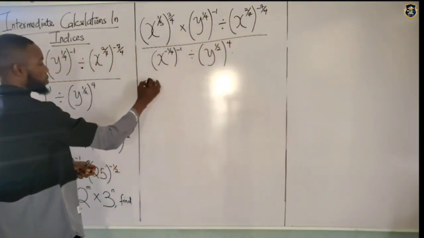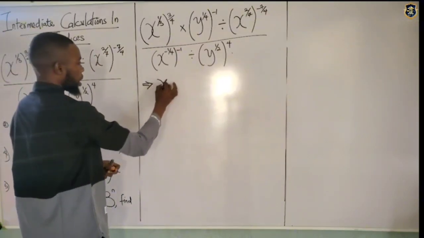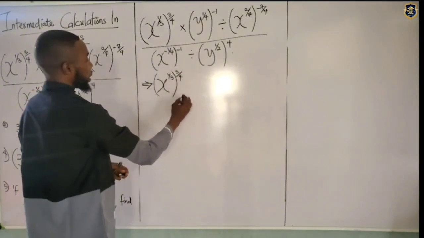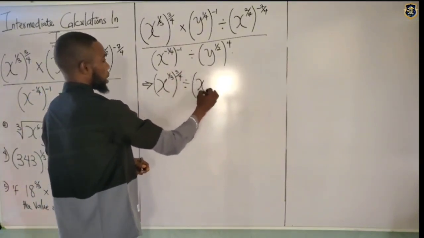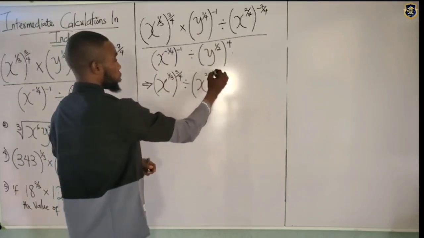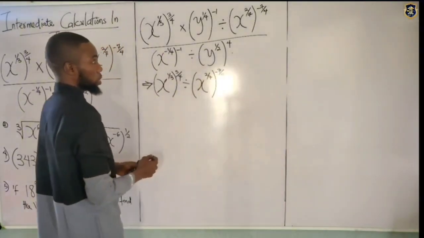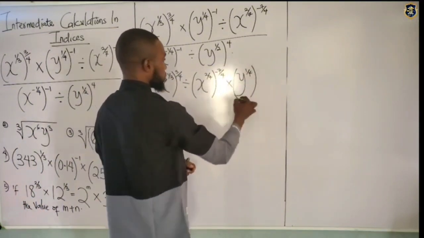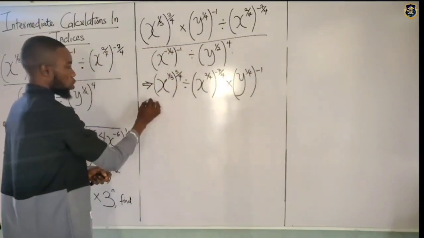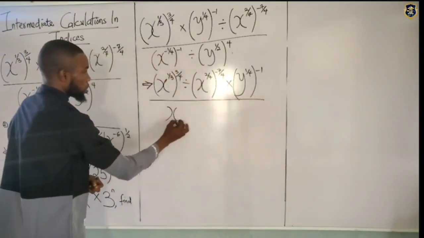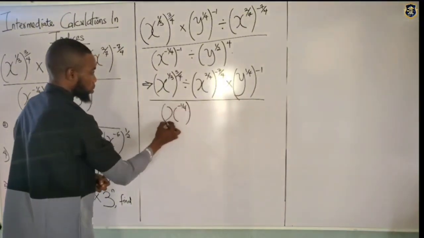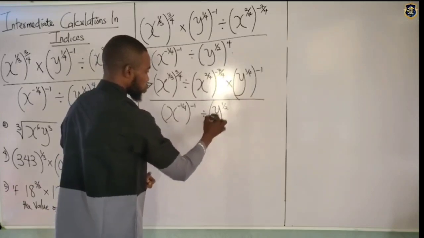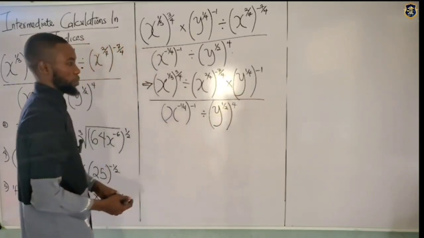So we can invert by saying it becomes x raised to the power of 1 over 3, all raised to the power of 3 over 4, right? Divide by x raised to the power of 2 over 7, all raised to the power of minus 7 over 4, right? Yes. And then times y raised to the power of 1 over 4, all raised to the power of minus 1, right? All over x raised to the power of minus 1 over 4, all raised to the power of minus 1, divide by y raised to the power of 1 over 2, all raised to the power of 4.